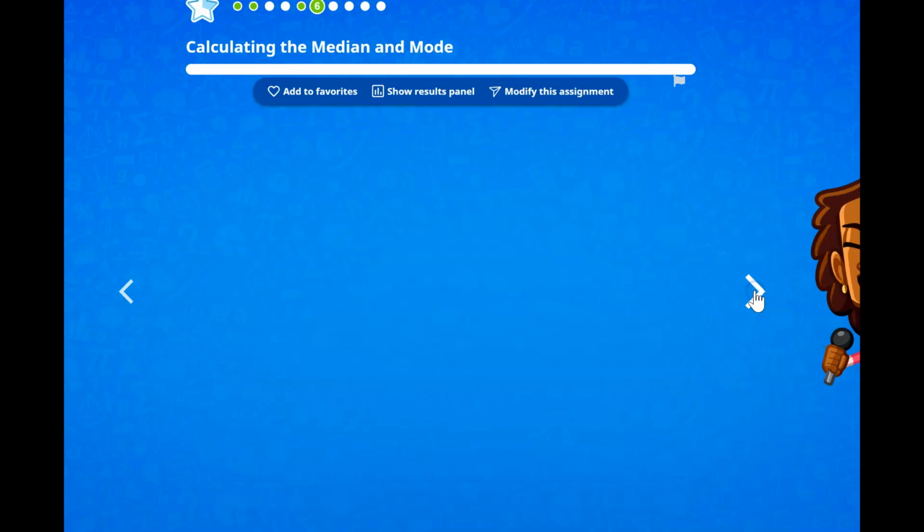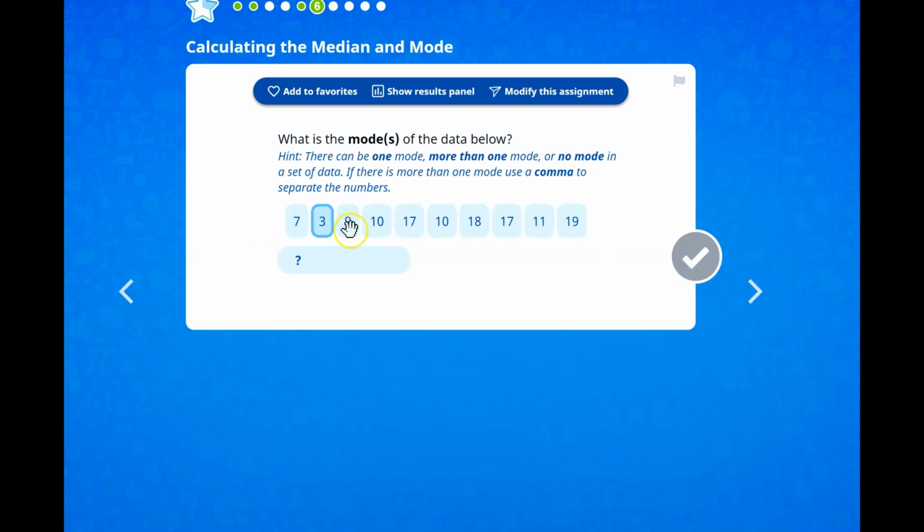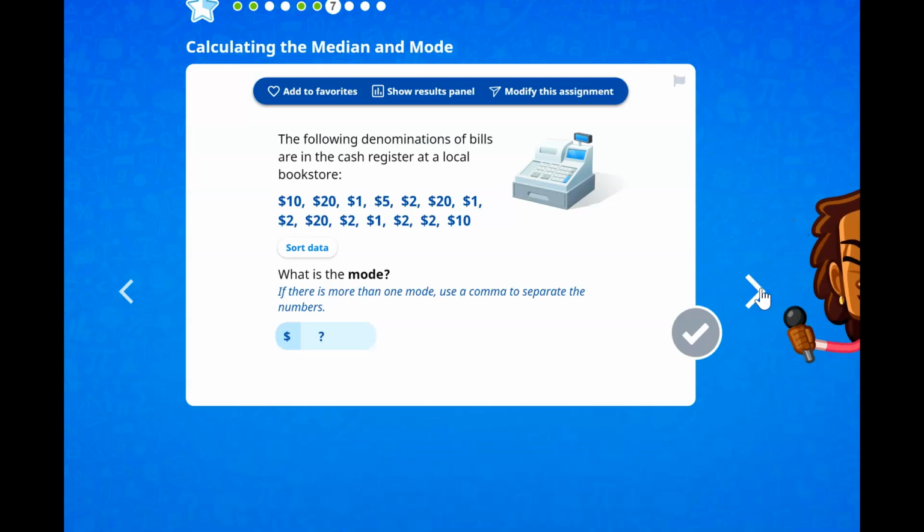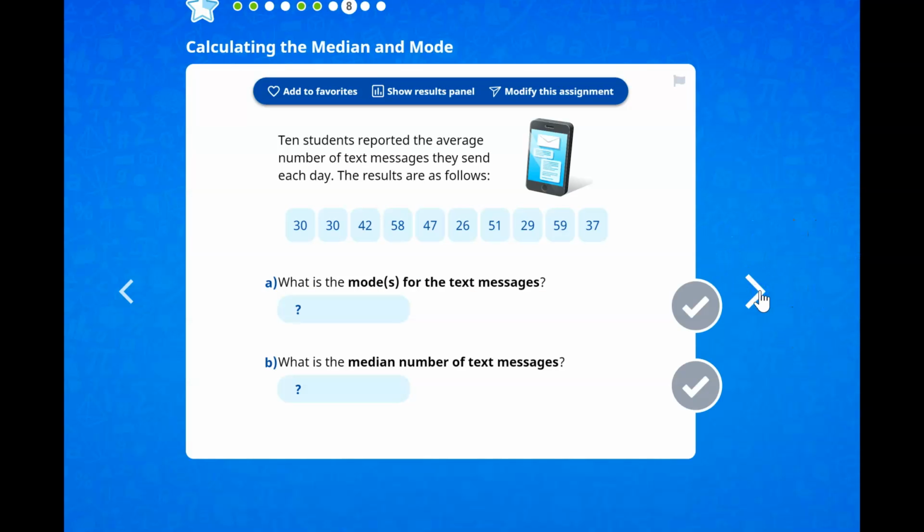All right. So again, same thing here. There can be more than one mode, just like I talked about. So let's order these first. Okay, now that we have that done, you'll notice we have 2 10s, we have 2 17s. Everything else occurs once. Okay, so it's 10, 17. Those are your 2 modes. All right, so these questions will ask you about median and mode. Just make sure that you know mode is the one that occurs the most, and median is the middle number. No matter what, for either of them, always order them from least to greatest.